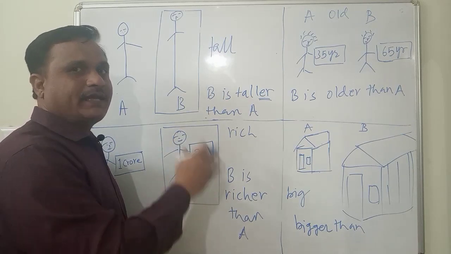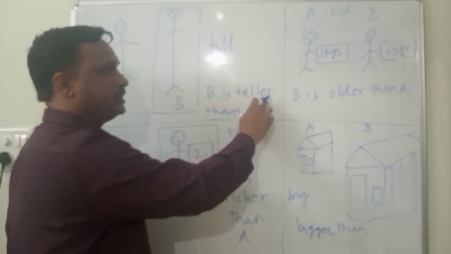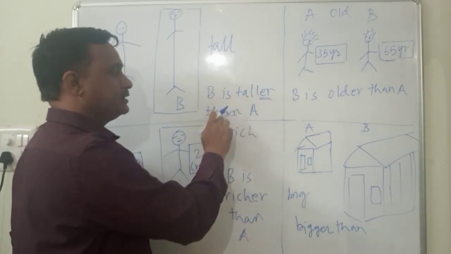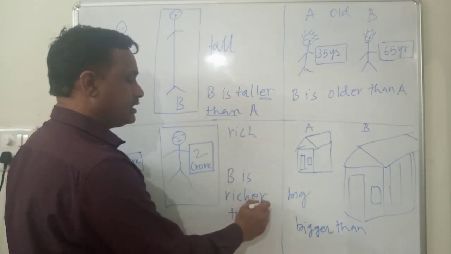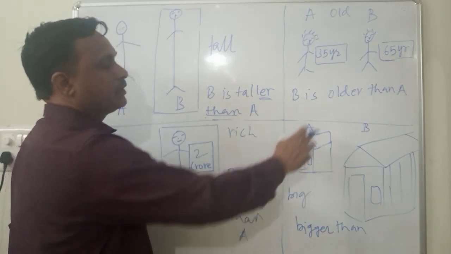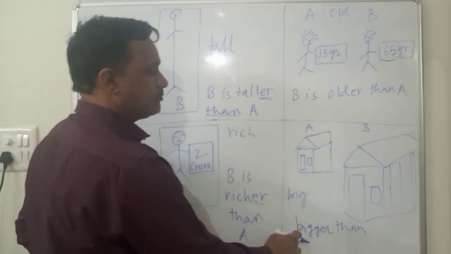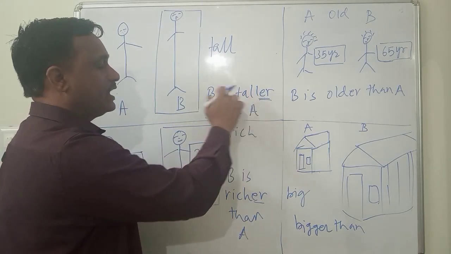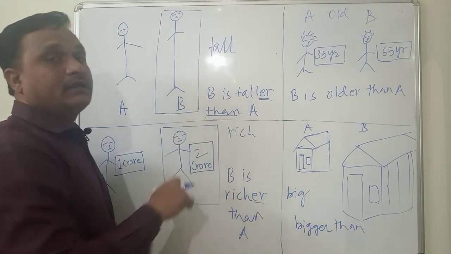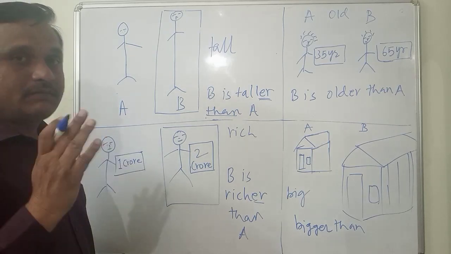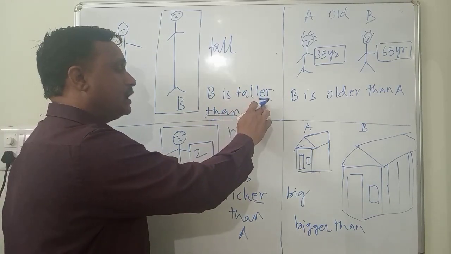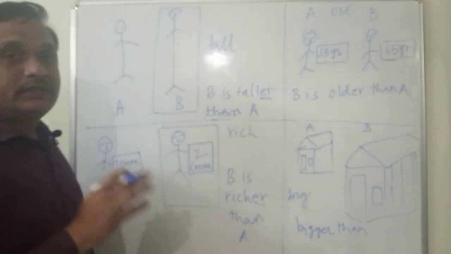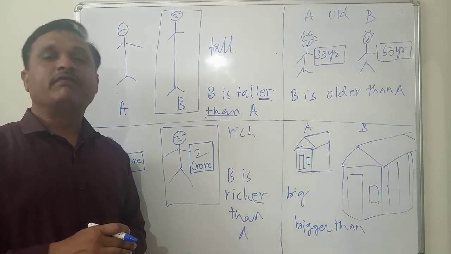In order to compare A and B, I just attached here ER to this adjective and used than: taller than, richer than, older than, and bigger than. So adjectives take ER and they are followed by than in comparative degree. So this is called comparative degree of adjectives.